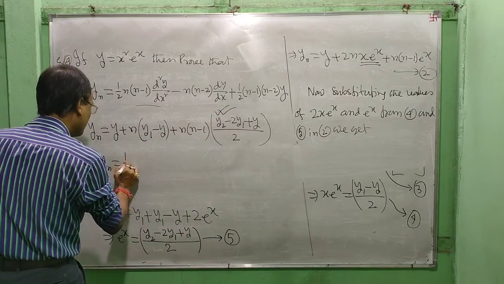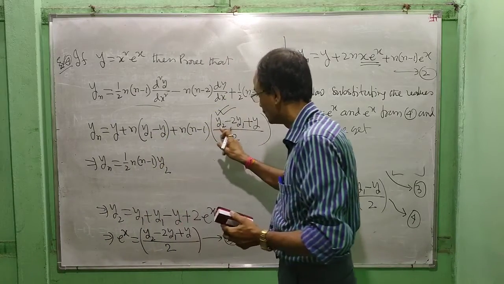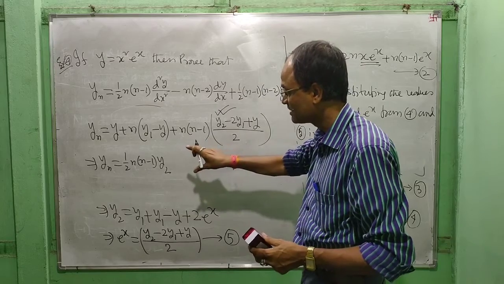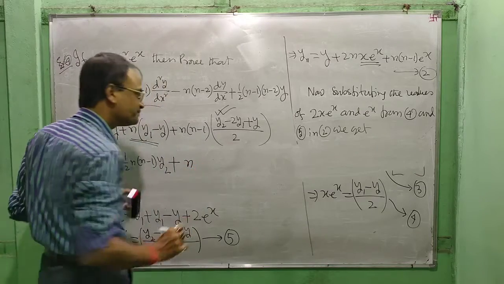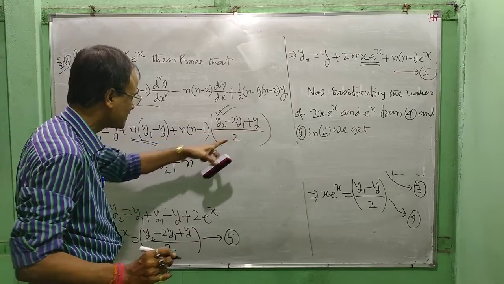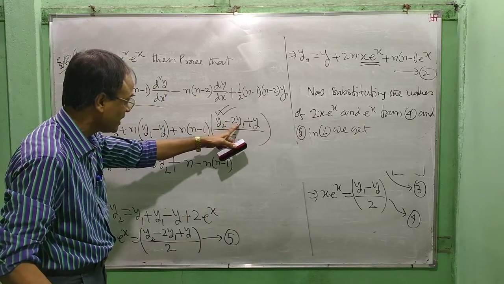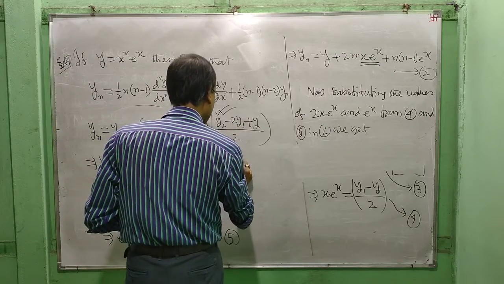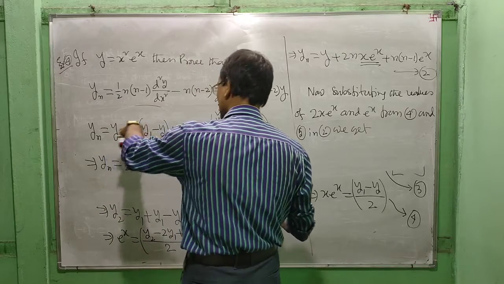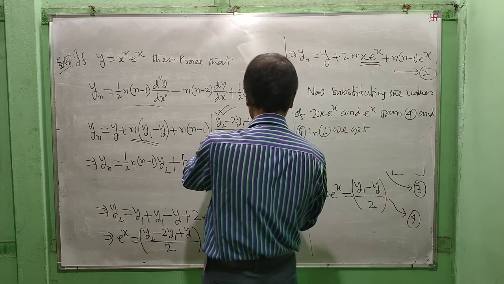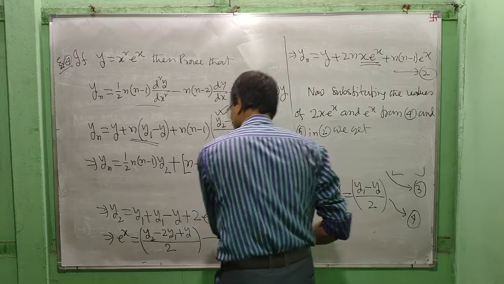What will be this? Half of n into n minus 1 y2. Next, write the coefficient of y1 plus, from here you will get n, simply n y1. From here 2 will be cancelled, minus n into n minus 1, minus 2 will be cancelled, minus y1 n into n minus 1, it will be y1, plus coefficient of y1 minus n, from this plus half of n into n minus 1 into y, you will get this one.